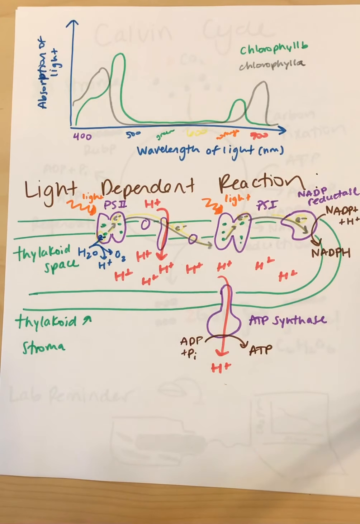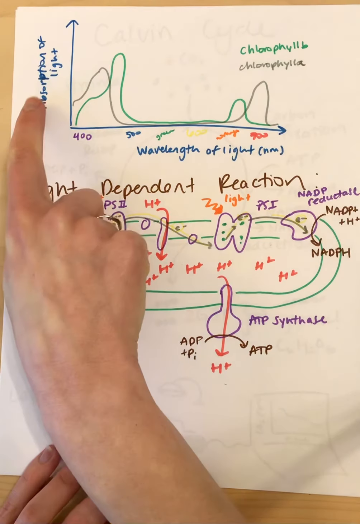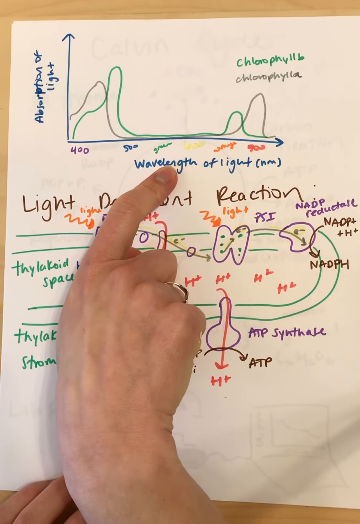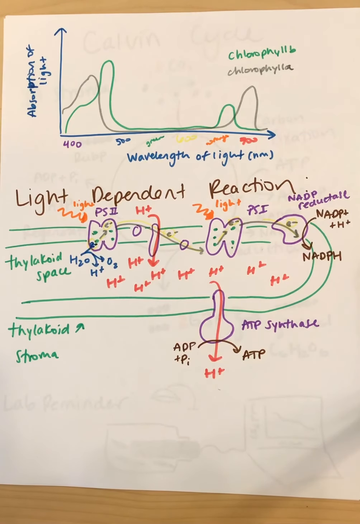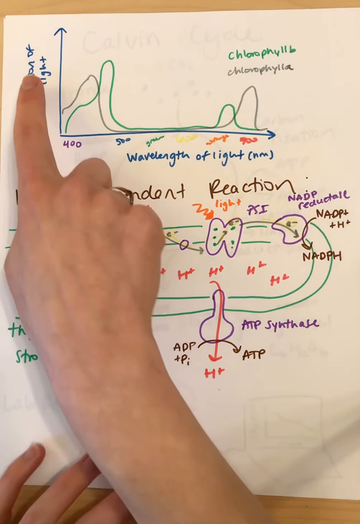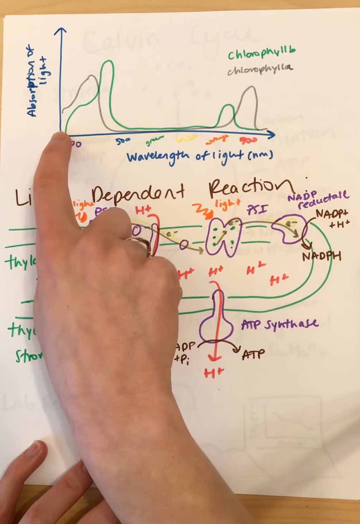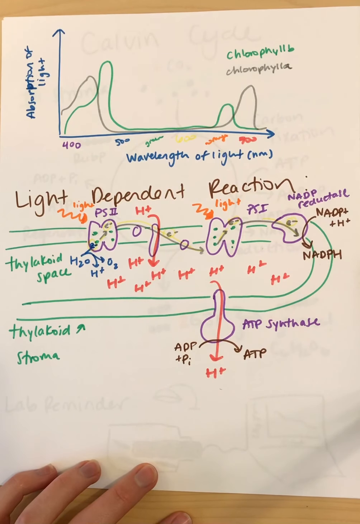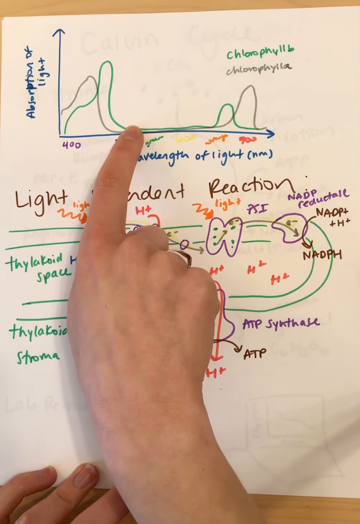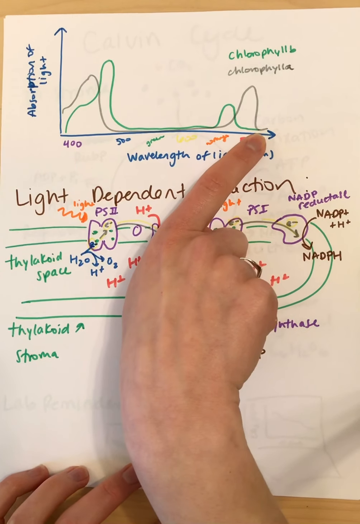So we're going to talk about the light-dependent reaction first, but before we do, I want to remind you of absorption spectrums. So we looked at this when we were learning about why leaves change color in the fall, and we learned that when we're looking at an absorption spectrum, what we're seeing is what colors are reflected versus what colors are absorbed.